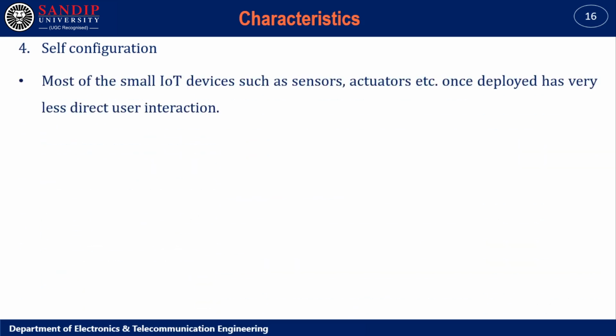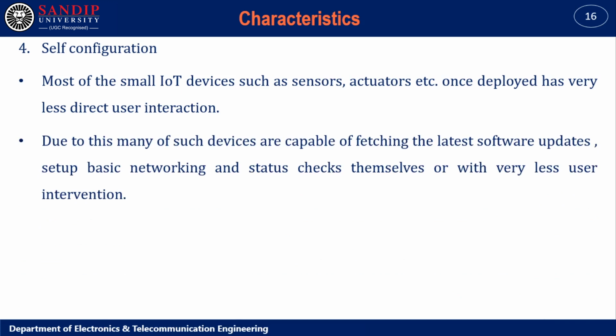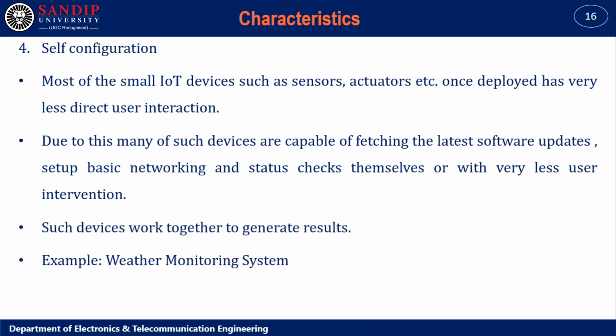Self-configuration. Most of the small IoT devices such as sensors, actuators, etc., once deployed, have very little direct user interaction. Due to this, many of such devices are capable of fetching the latest software updates, setting up basic networking and status checks themselves or with very little user intervention. Such devices work together to generate the results. For example, a weather monitoring system.